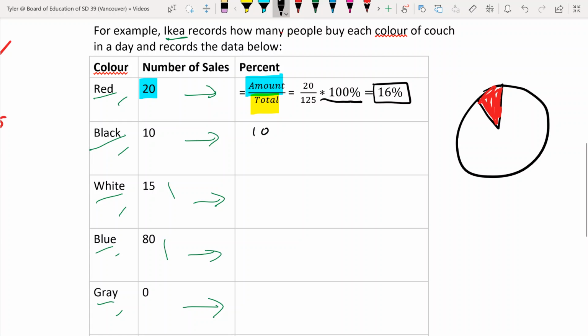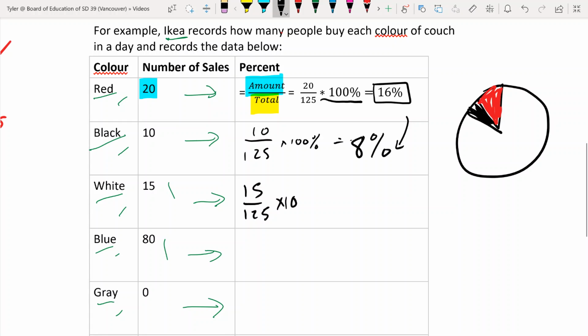So we do 10 people divided by the total times 100%. That would give me... This one gives me 8%. So it's easy to see it's smaller than this one. What's this, black? This could be a skinny little piece. Not very big. 15 out of 125 times 100.